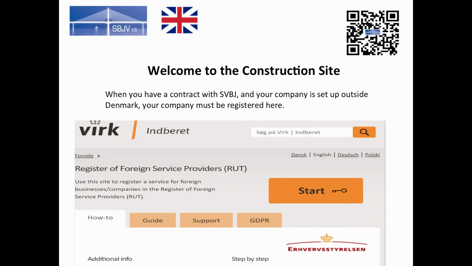Welcome to the construction site. When you have a contract with SVBJ and your company is set up outside Denmark, your company must be registered here.